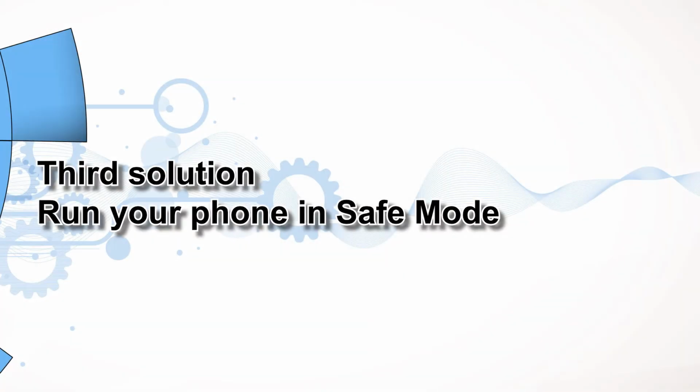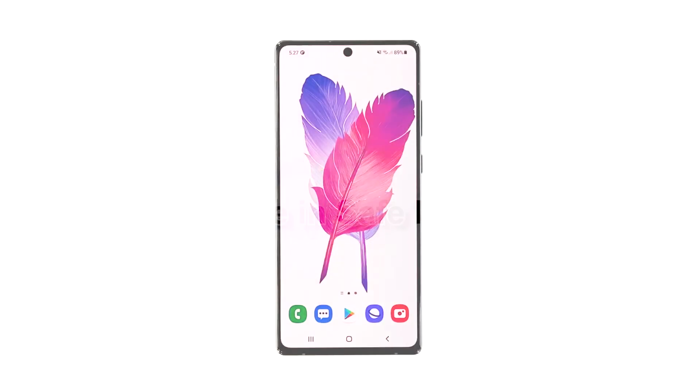Third solution: run your phone in safe mode. If the issue still occurs after doing the previous solutions, then try disabling all third-party applications by running your phone in safe mode, and then try using the camera and see if the issue occurs. Here's how you restart your device into the safe mode.